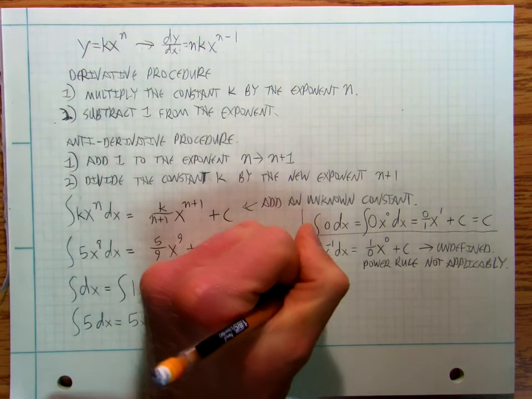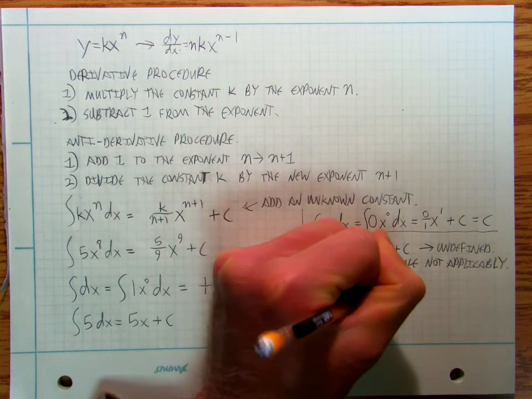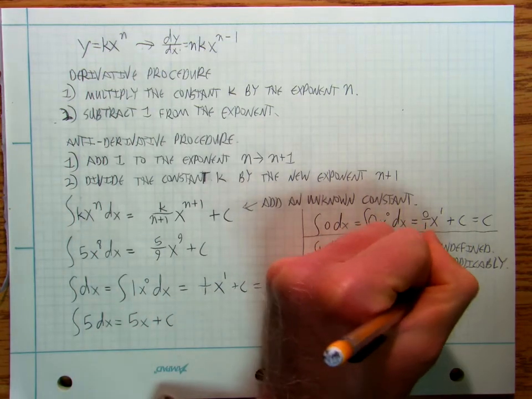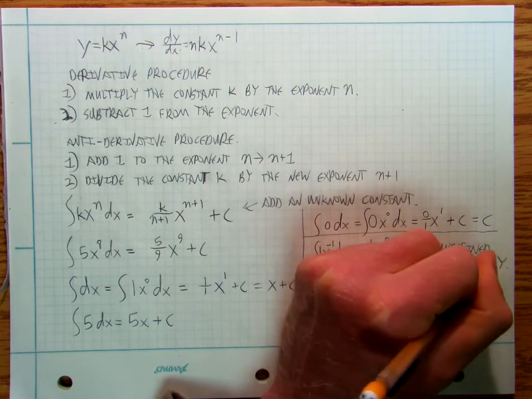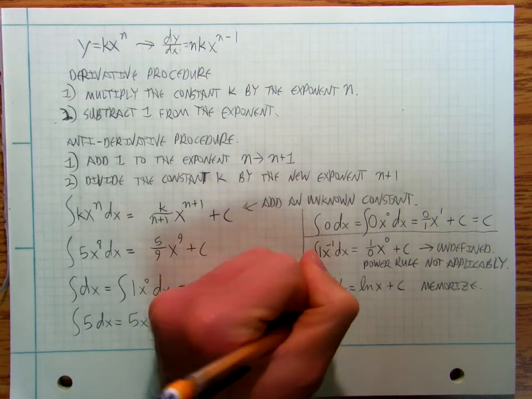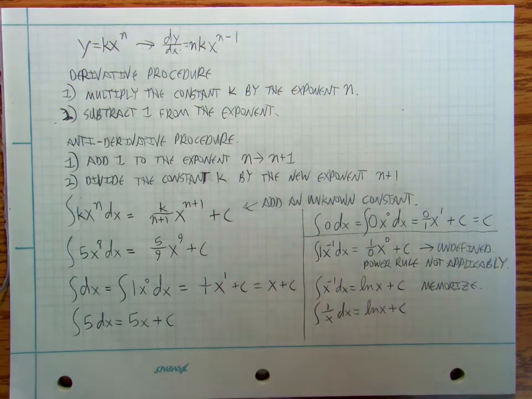Okay, but you should know that the integral of x to the negative 1 dx is equal to ln x plus c. To summarize, we found the derivative of ln x in a previous video. The other way to write x to the negative 1 is 1 over x.